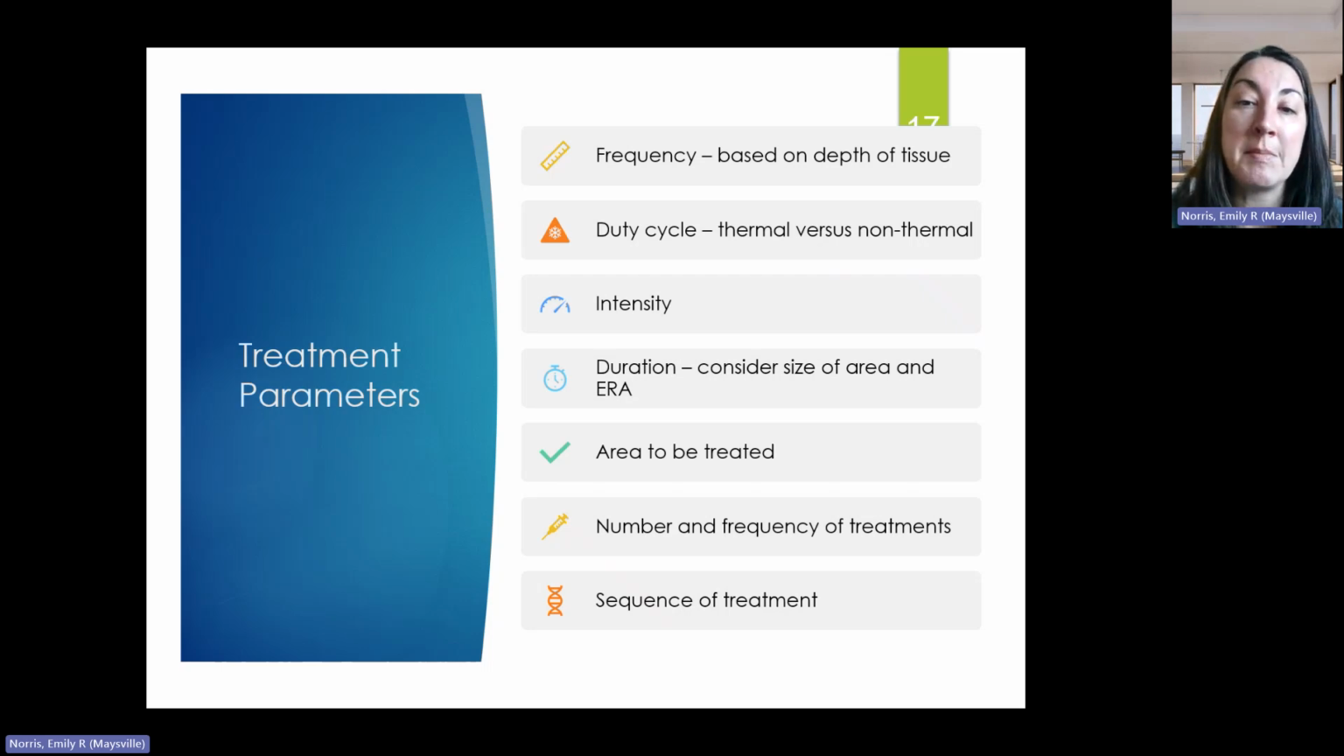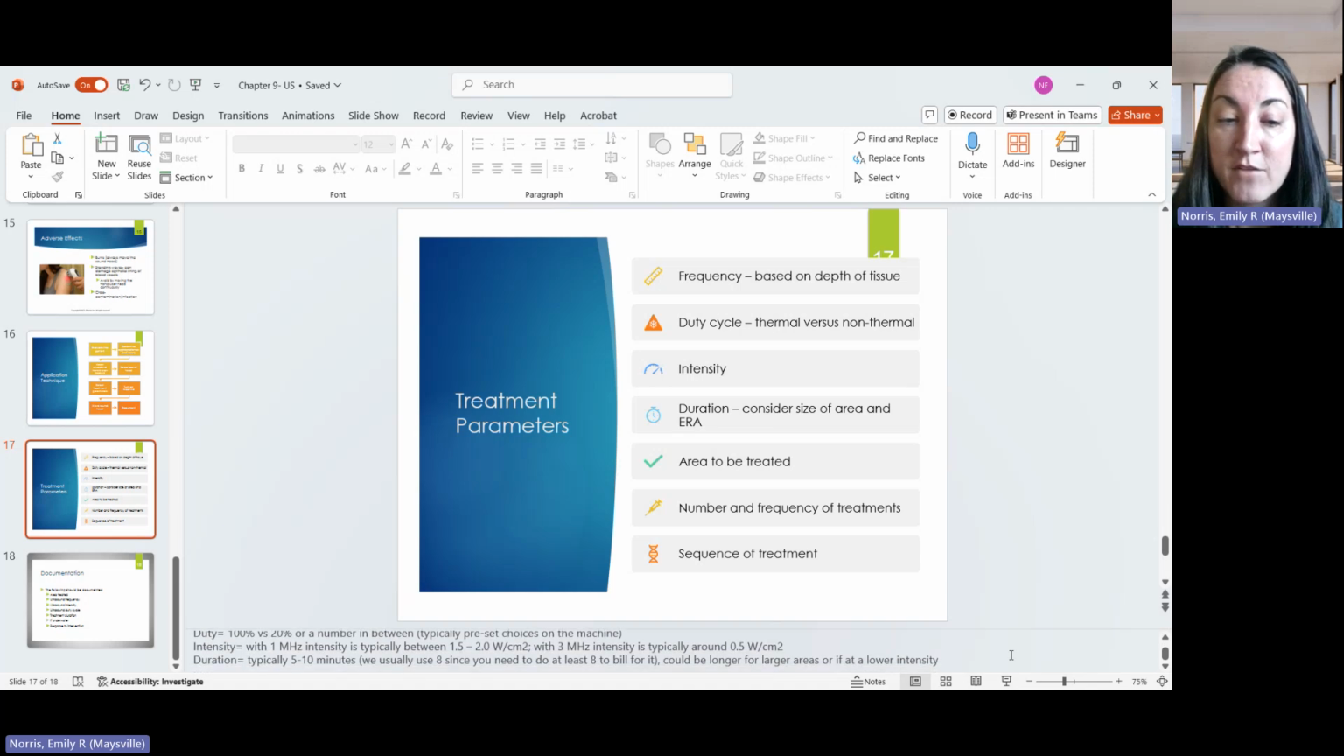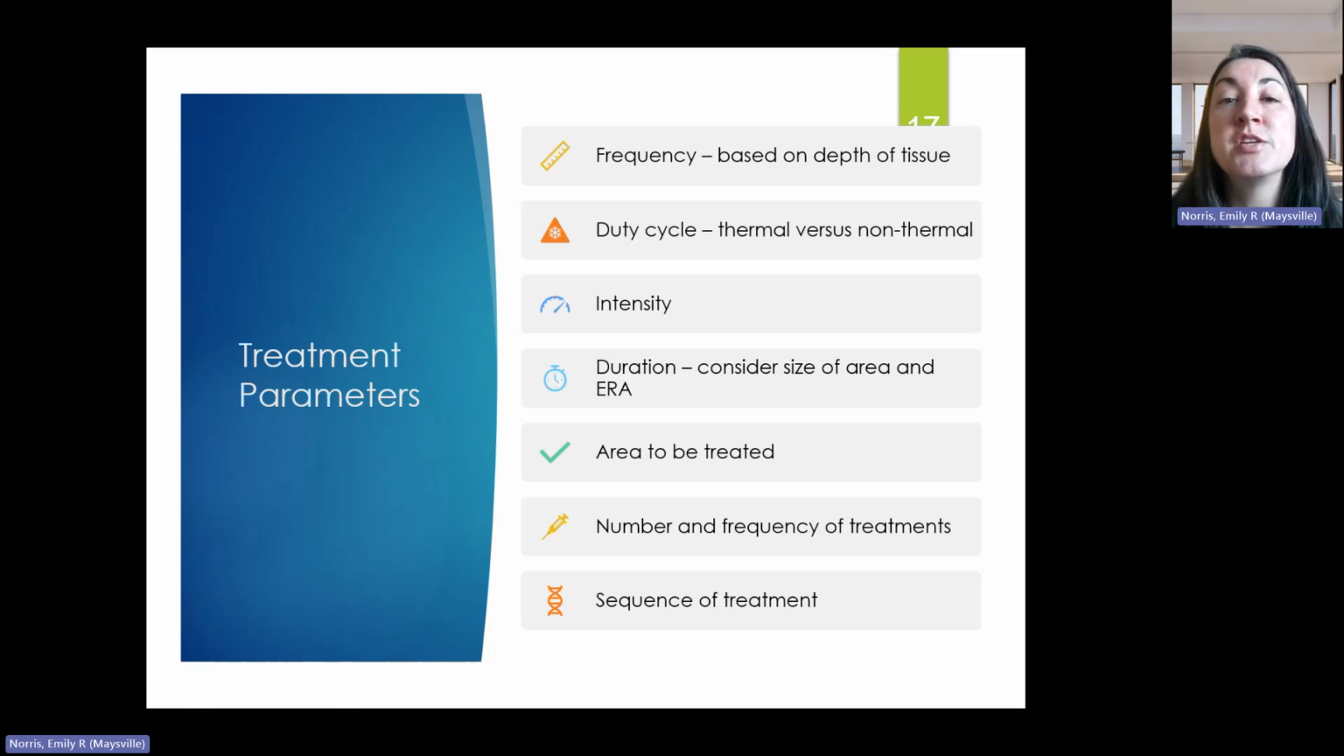When you are using 1 megahertz, we are typically between 1.5 and 2 watts per centimeter squared, versus if you are using 3 megahertz, we typically are around 0.5 watts per centimeter squared, or sometimes even less. The duration, the amount of time that you do it, typically we'd go between 5 and 10 minutes. But you want to look at the treatment area, and that can determine how much time you spend. So if you're doing ultrasound on a quad, you may spend longer than if you're doing ultrasound on a hand. Typically between 5 to 10 minutes is what we use.